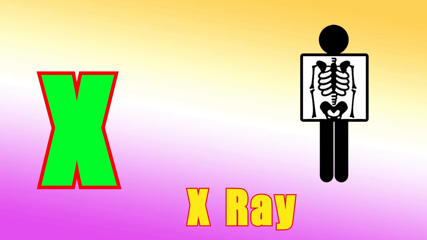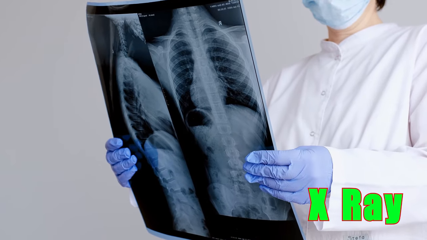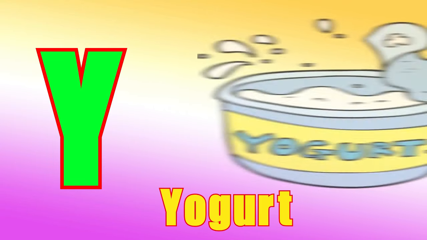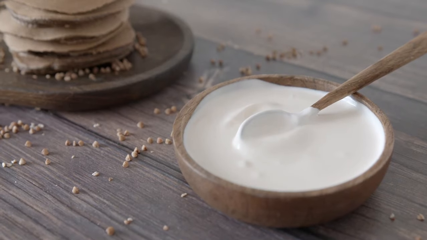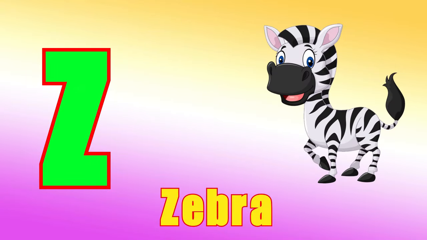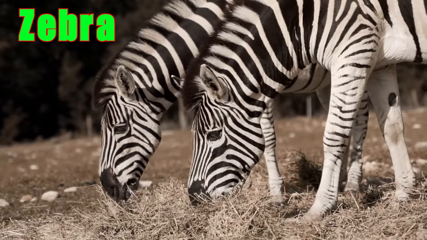X is for x-ray. Y is for yogurt. Z is for zebra.